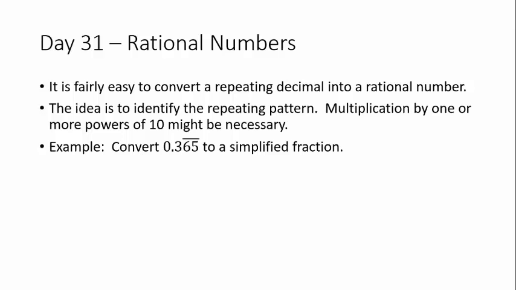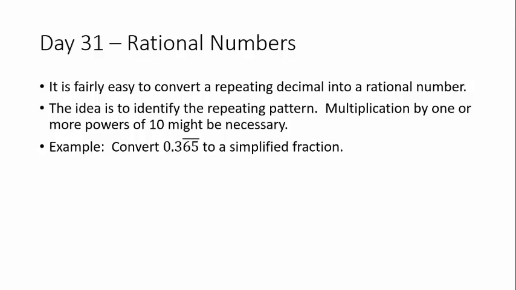How do we go the other way around? How do we convert a repeating decimal into a rational number? Well, the first thing you want to do is identify the repeating pattern. And then we usually multiply by 1 or more powers of 10.